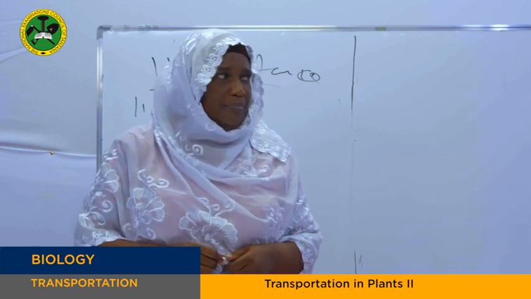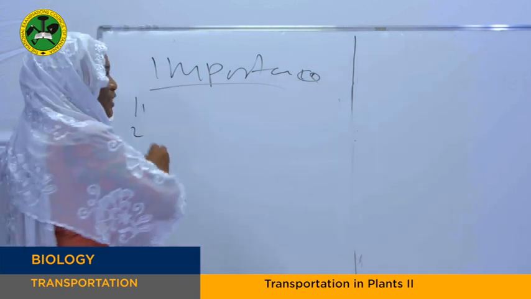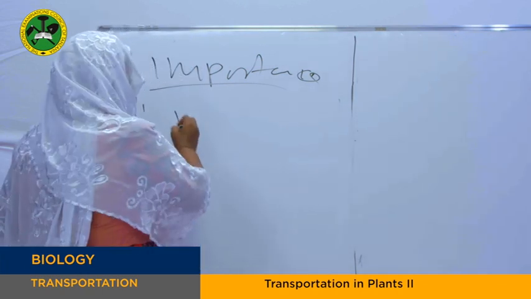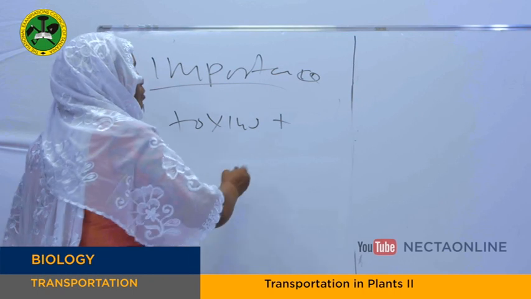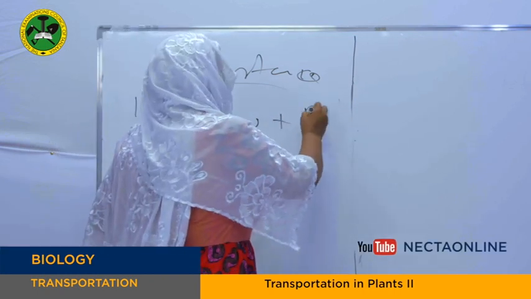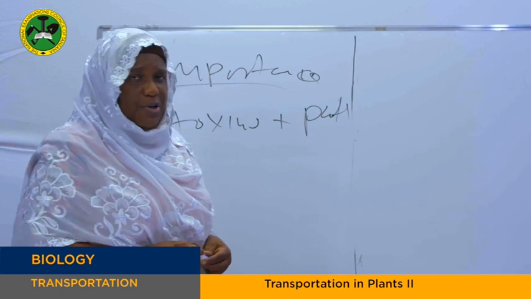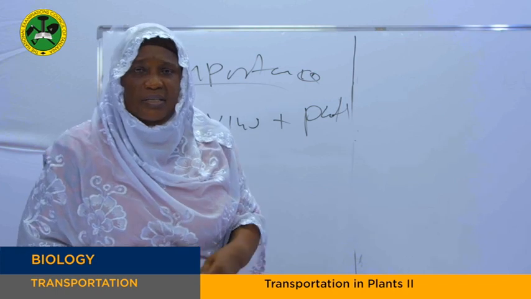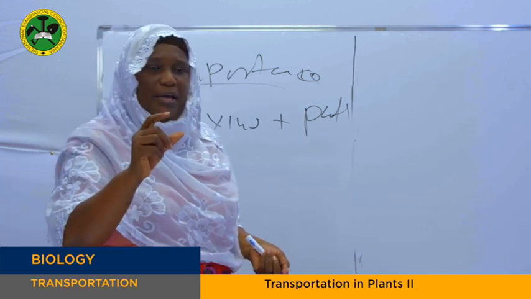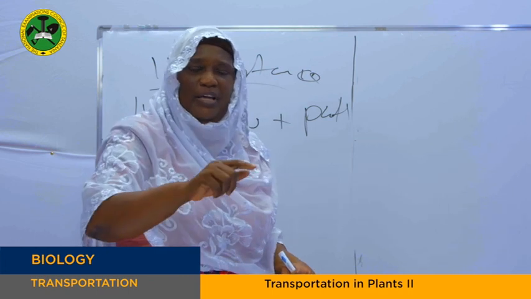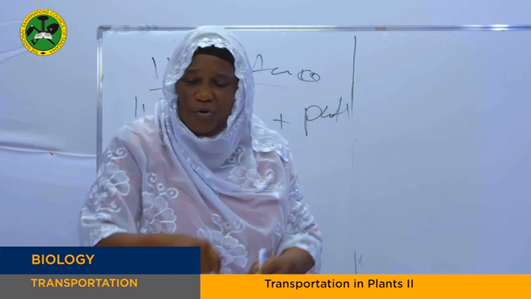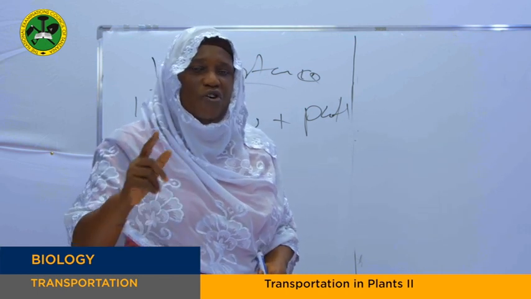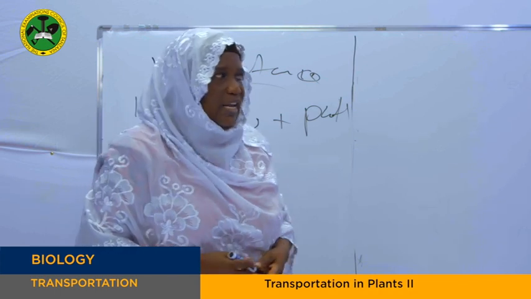That is 1. Second, it prevents entry of toxins and other pathogens. Therefore, you don't expect toxins to enter the xylem vessel. That is why materials which move along the cell wall should be pushed to enter the protoplasm, to make sure that no toxins enter the xylem.